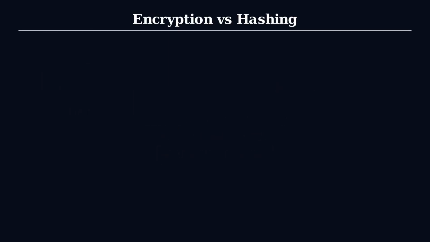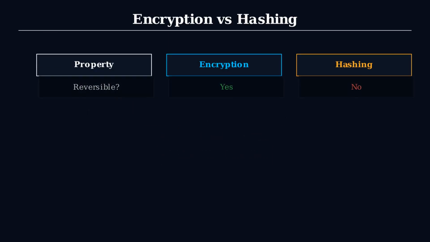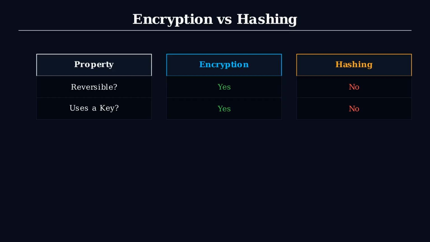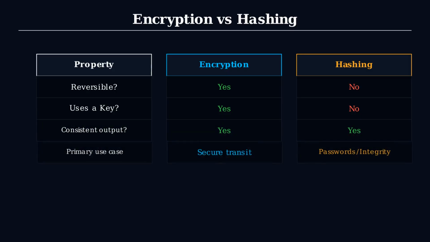Let us lock in the differences side by side. Encryption is reversible. Hashing is not. Encryption requires a key. Hashing requires no key at all. Both produce consistent outputs for the same input. Encryption is used for secure data transmission. Hashing is used for integrity checking and storing passwords. Both are essential in modern security, but they are tools built for completely different jobs.